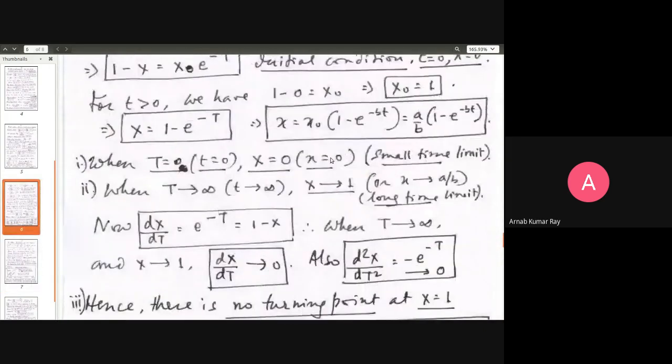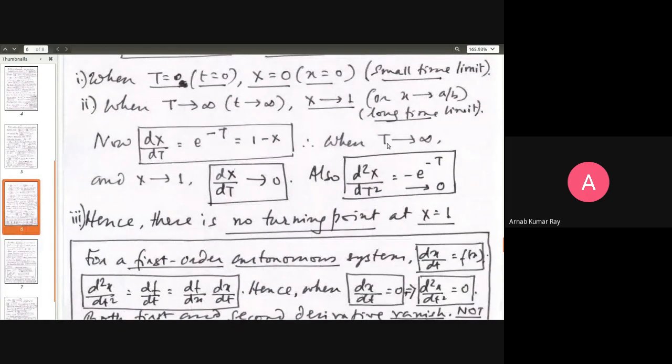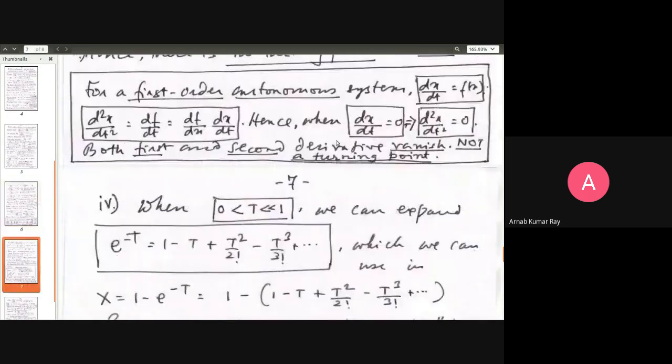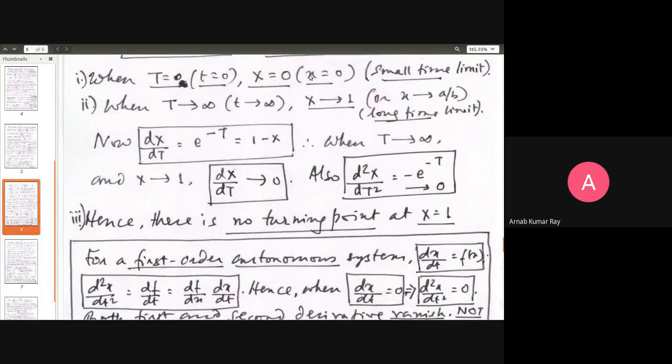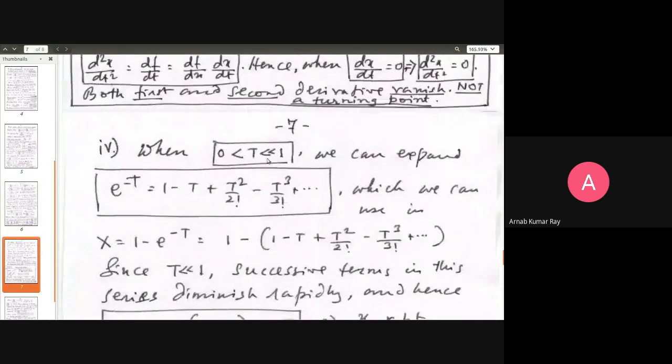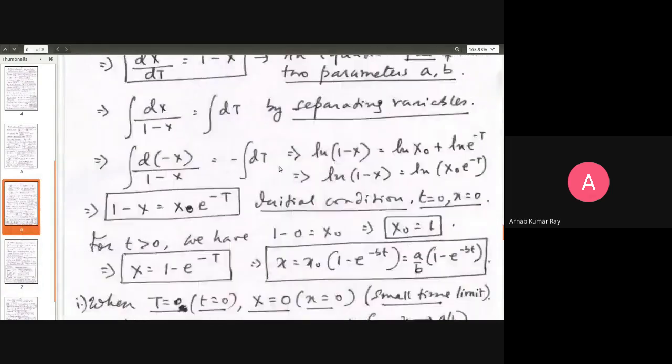Okay, so the long time limit shows a saturation towards the limiting value of x. Short time, when t is equal to 0, x is equal to 0. But when t is slightly more than 0 but very small, how small? When capital T is very much less than 1. Note that capital T is a dimensionless quantity. I'm still discussing all these things because the basic understanding of it is very important. How can capital T be dimensionless?